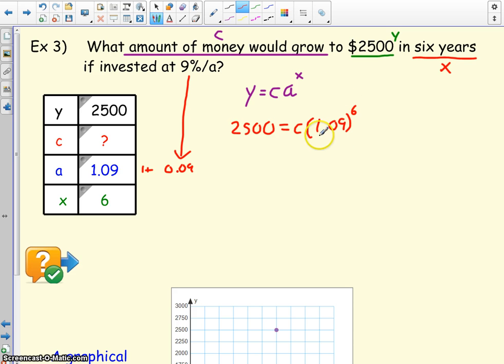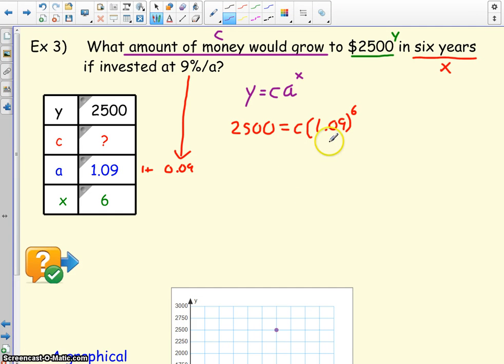It's going to be tempting to run 1.09 to the 6 into the calculator. However, I'm going to ask you not to do that because it's going to be an ugly decimal, and if you round at any point, you're going to lose a ton of accuracy. So you want to be very, very careful with that. So what I'm going to ask you to do is to do this all in one step in your calculator.